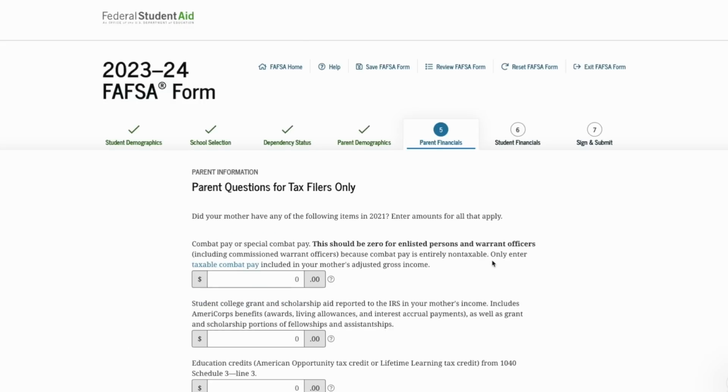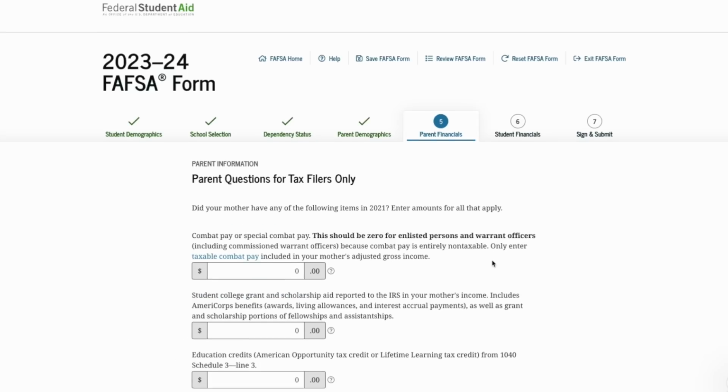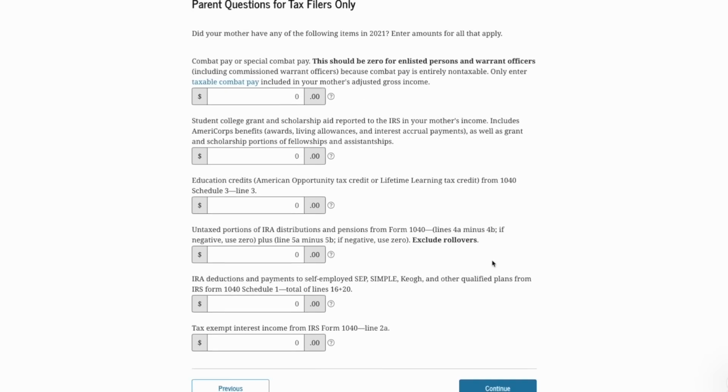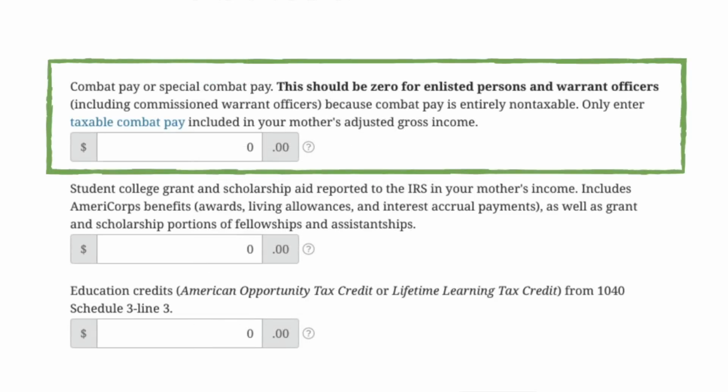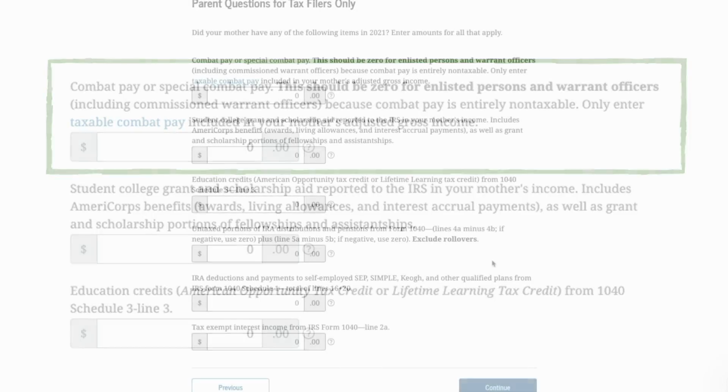This screen asks about additional sources of income that your mom might have had last year. Now, I'll walk you through this. This is a lot of questions and can be a little overwhelming, but there's an easy way to break this down to determine whether there are numbers you need to put in each section. The first question asks specifically about parents who are in combat or special combat and receive pay. If your parents weren't in combat, that should automatically be 0.